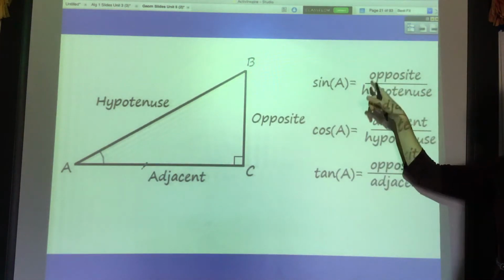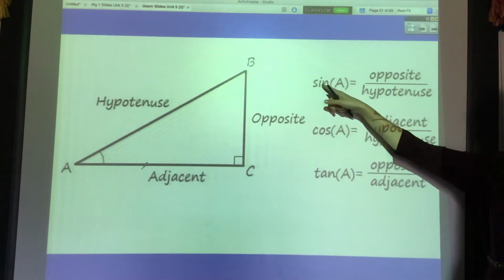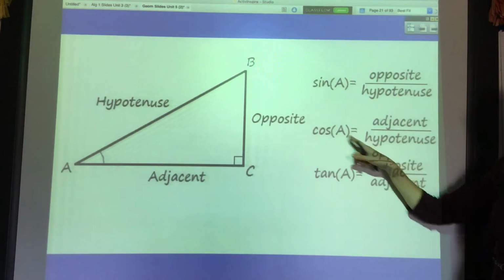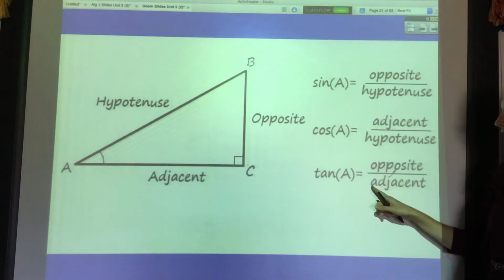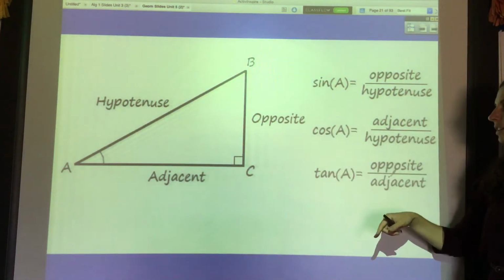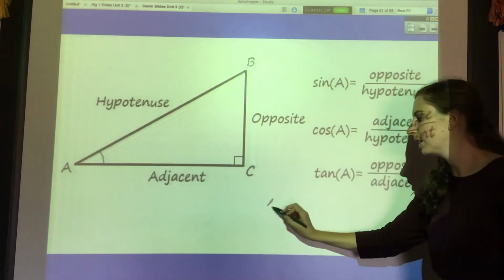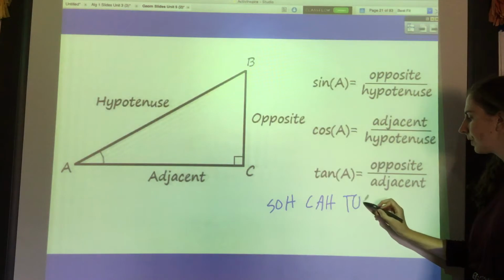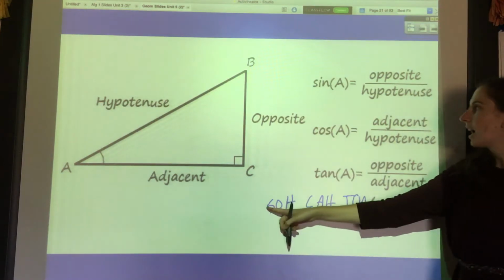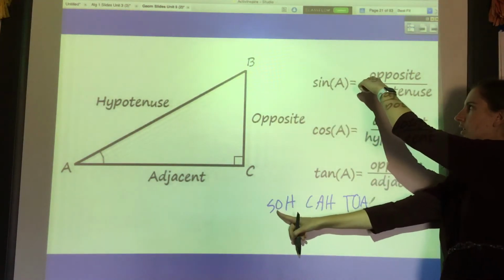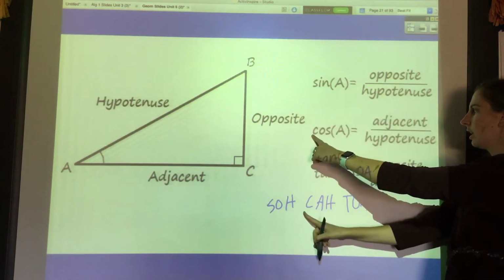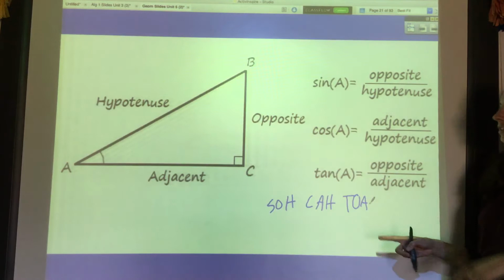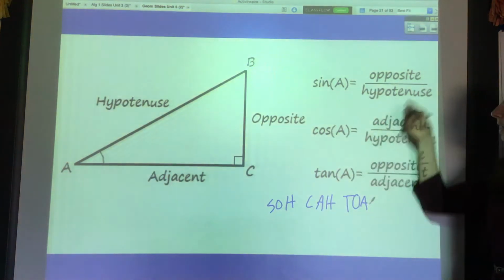So the opposite side over the hypotenuse is called the sine of whatever the angle is. The adjacent over hypotenuse is called cosine, and the opposite over adjacent side is called tangent. The way we remember this often is SOH CAH TOA, which means sine is opposite over hypotenuse, cosine is adjacent over hypotenuse, tangent is opposite over adjacent. So that just helps you remember this information.